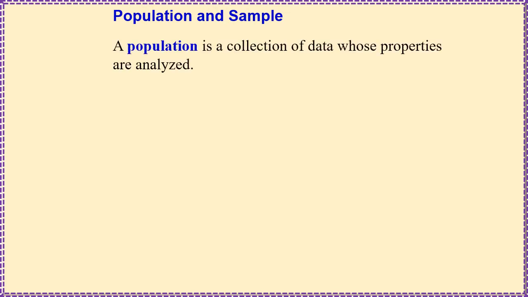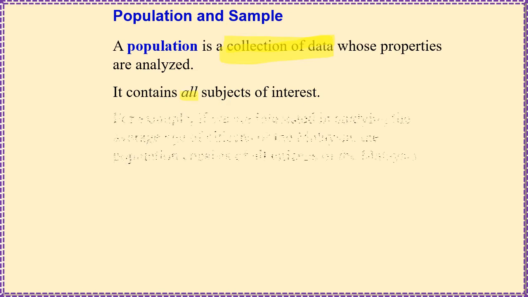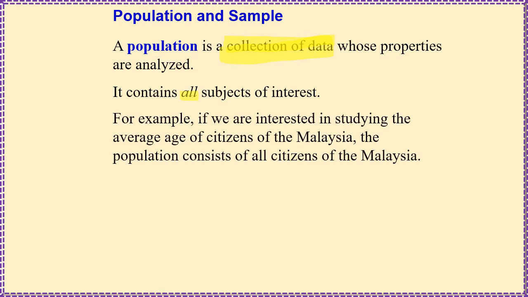Okay, so population and sample. These are the terms that we need to understand. A population is a collection of data whose properties are analyzed. So all the data, we call it a population. It contains all objects of interest. For example, if we are interested in studying the average age of citizens of Malaysia, the population consists of all citizens of Malaysia.